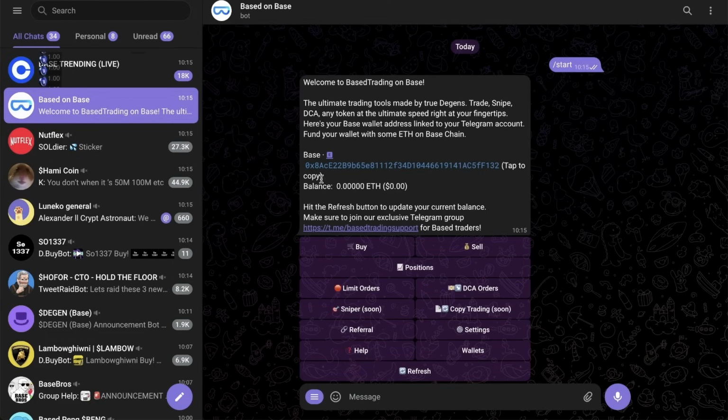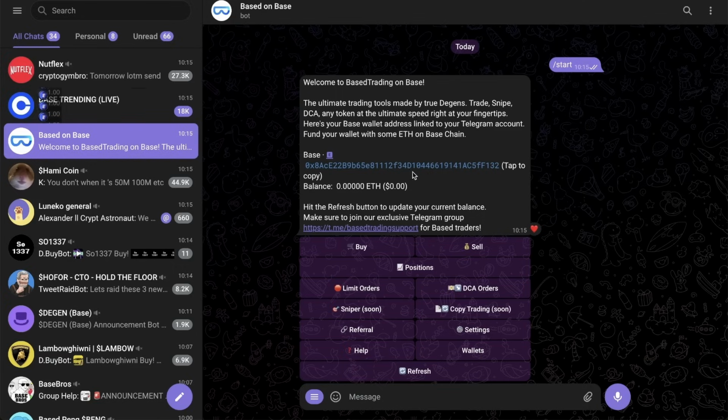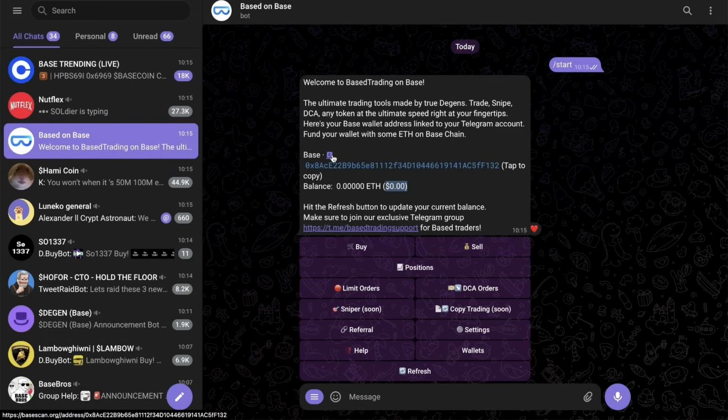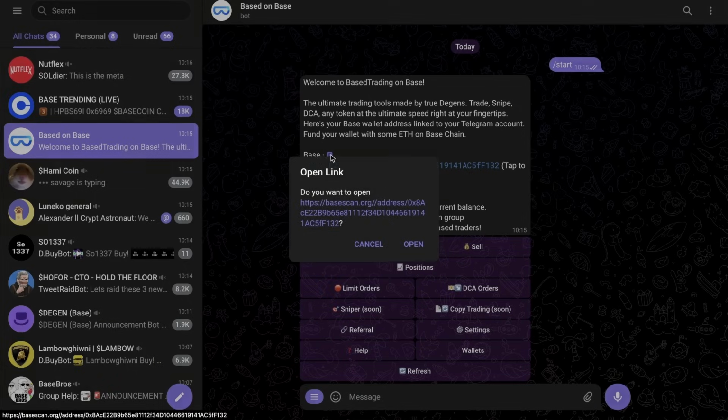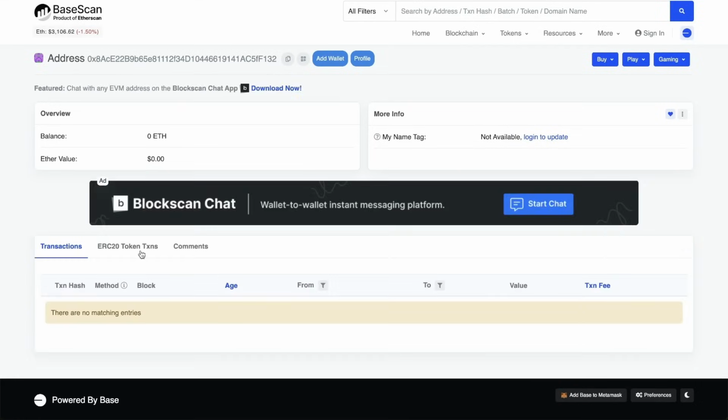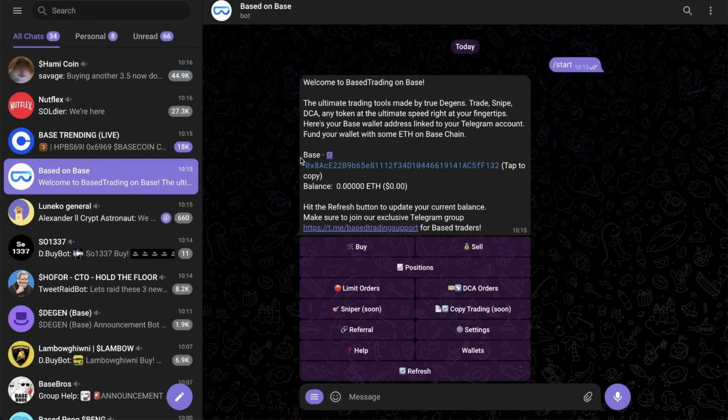This is your own wallet and this is a public key. You can share it with anyone you want. They will just be able to see how much money you have on it and all your transactions. We can actually click on this little E to see the full spectrum of the address, which is on Base scan. Okay, there is no entry matching because we did not trade yet. We did not do anything.